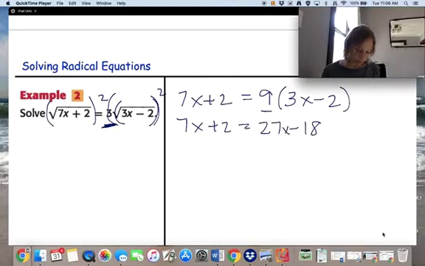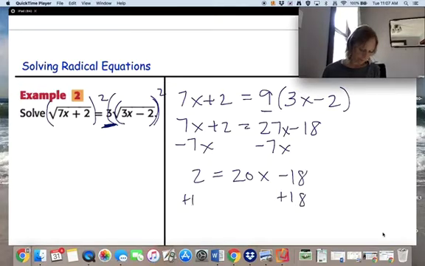Oops, I forgot my x right there. Sorry about that. So I'll minus 7x on both sides. 2 equals 20x minus 18. Add 18. 20 equals 20x, and therefore x equals 1.